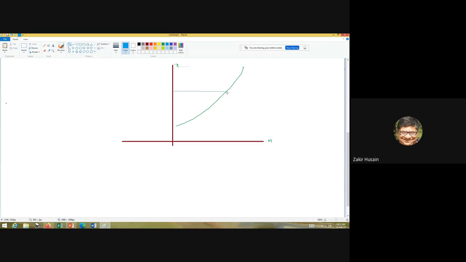So let us suppose that this is the original equilibrium. So that means this is x1, this is m1. Okay, and this I am calling e.